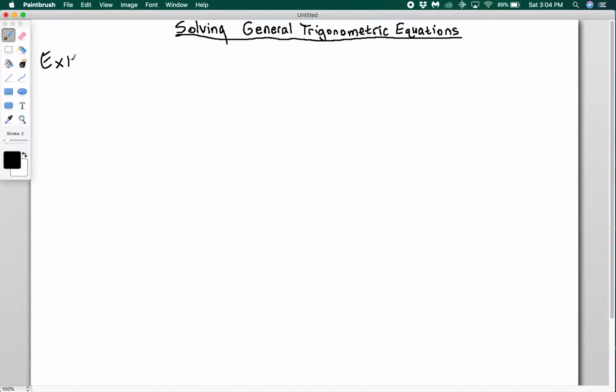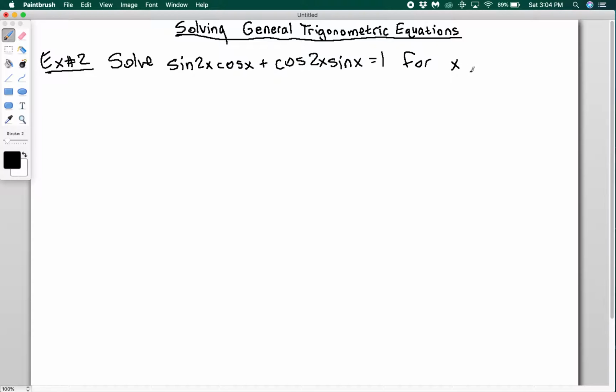So let's say I want to solve sine 2x cosine x plus cosine 2x sine x equals 1 for x between 0 and 2 pi. And remember that the square bracket means inclusive, so you'd be including 0, and the curved parenthesis means you're excluding the 2 pi.